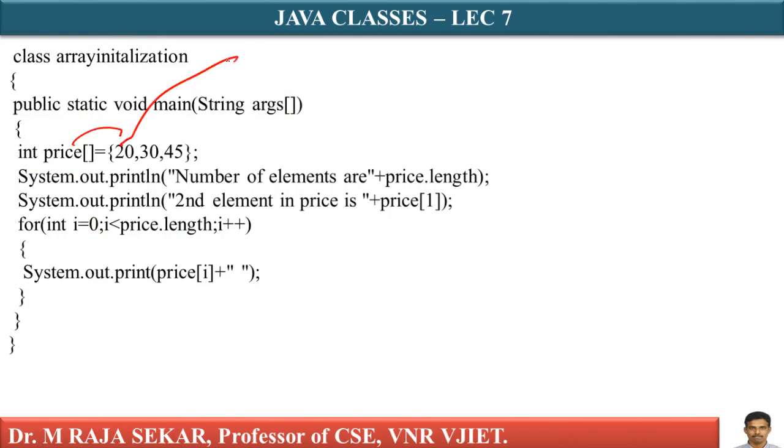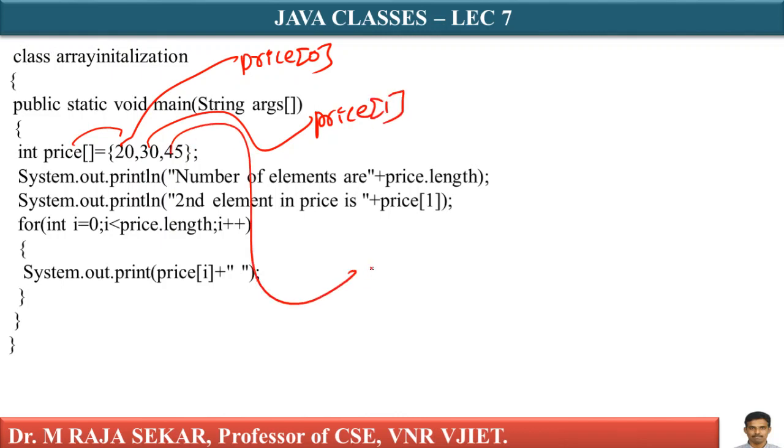What happens? This particular location is, I am initializing array. This particular location is price of 0. This particular location is price of 1. This particular location is price of 2. Isn't it? Just I am initializing.